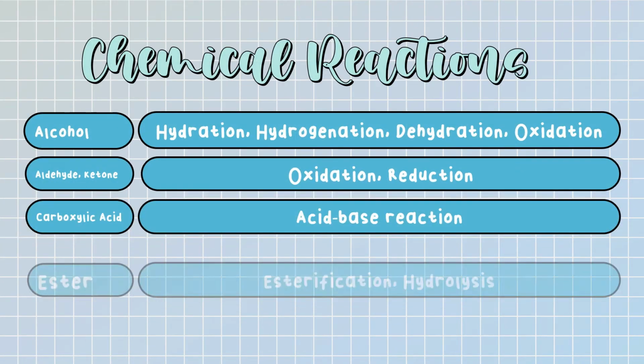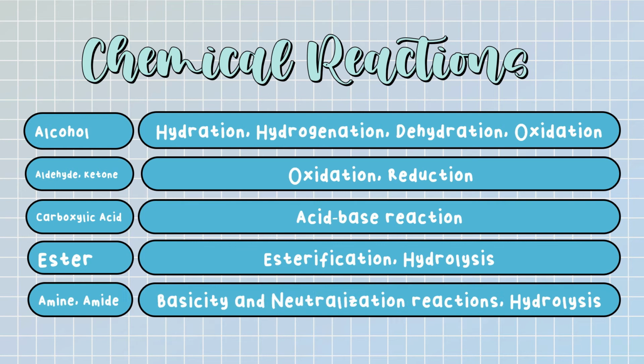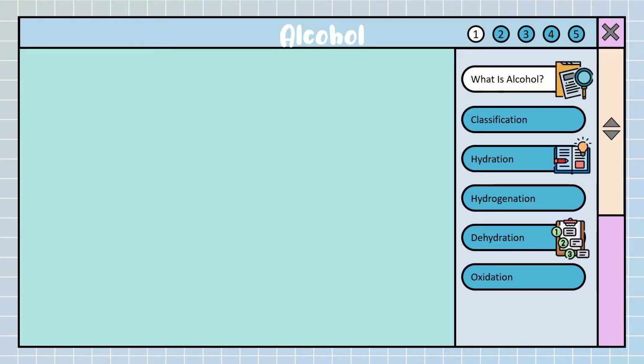There are a lot of chemical reactions happening in organic chemistry. However, we will narrow it down based on the reactions that could happen on organic compounds, specifically alcohol, aldehyde, carboxylic acid, ester, amine, and amide. The discussion for this will be divided into 5 subtopics. Each subtopic will focus on a specific organic compound mentioned and will also have a video discussion. So to start, let's have first the alcohol.